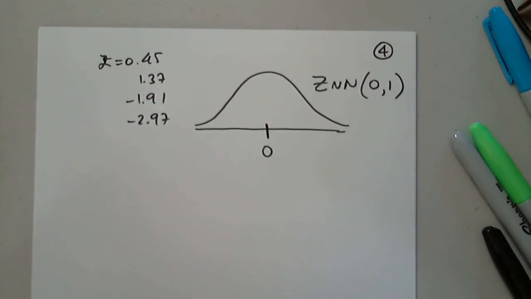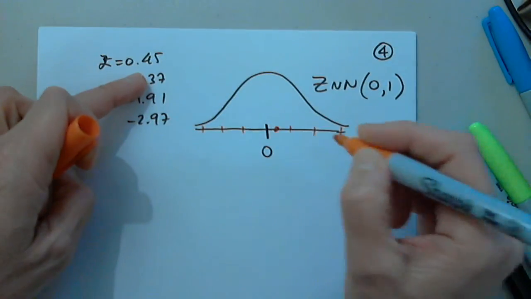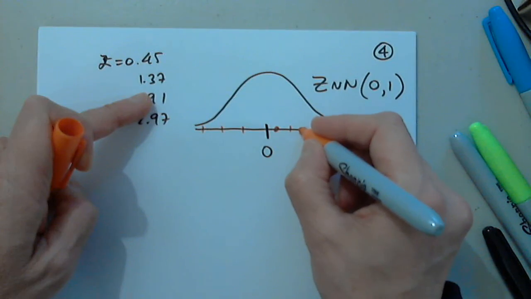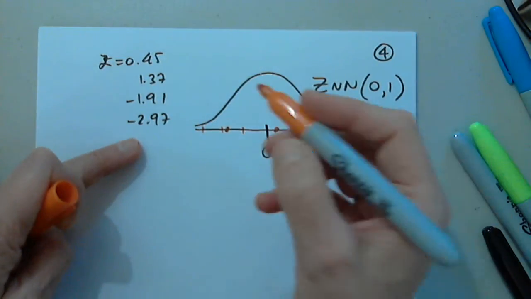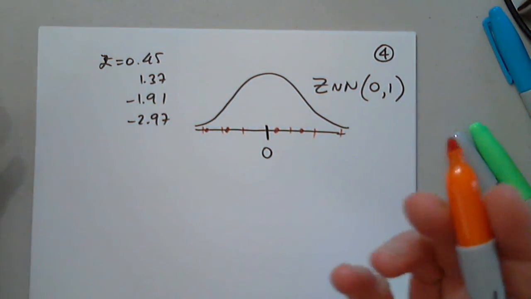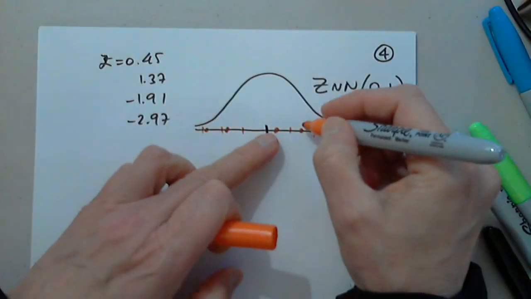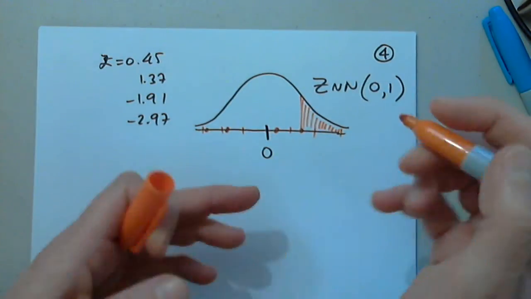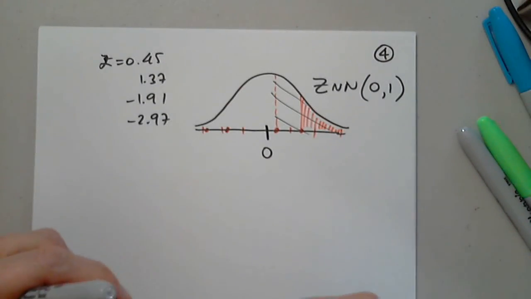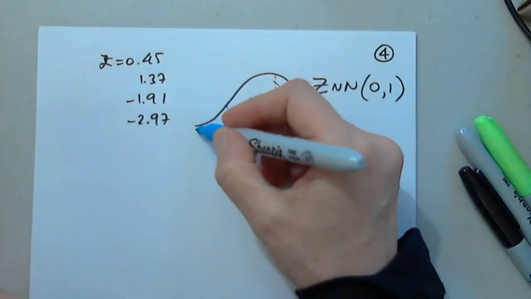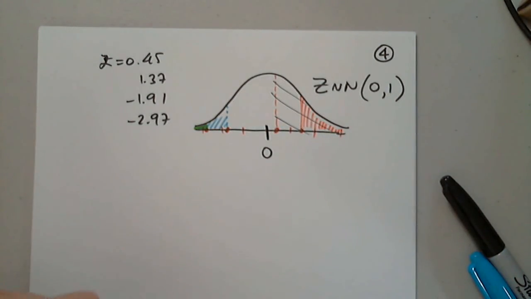So now I'm going to picture these z's. 0.45 is somewhere here. 1.37 is somewhere here. Negative 1.91 is somewhere here. And negative 2.97 is somewhere here. We're asked which of these points will have the smallest p-value. For this one, the p-value will be this, or maybe in two tails. For this one, the p-value will be this. For this one, the p-value will be this. And for this one, the p-value will be this. Which of these is the smallest p-value?